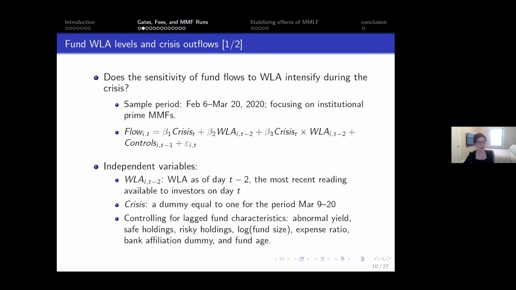Okay, we start with the most fundamental question, that is, does the sensitivity of fund flows to WLA intensify during the crisis? The sample period is from February 6th to March 20th, and we only focus on institutional prime money market funds. And we apply a difference-in-differences approach here and regress fund flow on crisis dummy, WLA level, and the interaction term of the two. WLA is defined as the most recent reading available to investors. And crisis is a dummy equal to 1 for the 2-week crisis period. We control for lagged fund characteristics, and later we also control for some fixed effects.